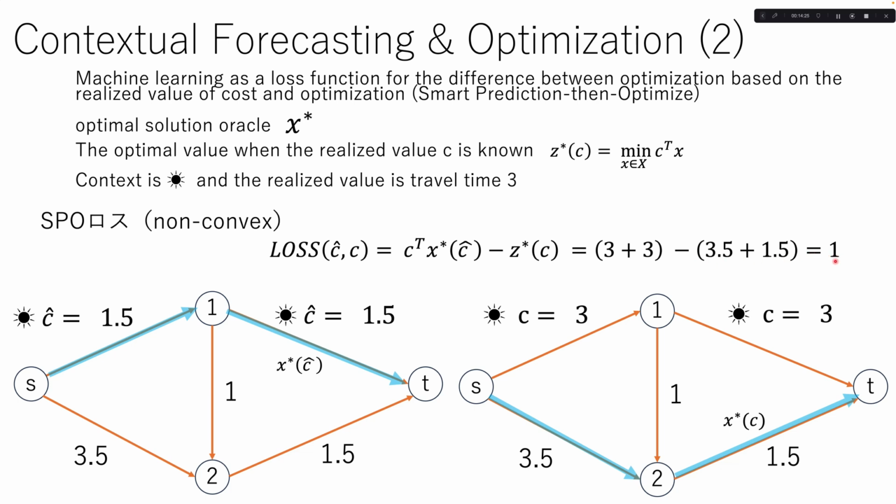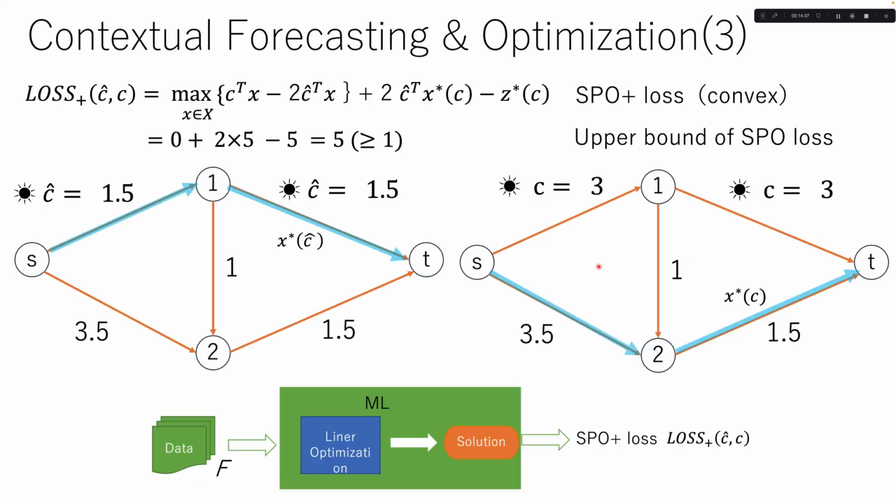By training the model to minimize this loss, we can achieve better predictions that result in better optimization decisions, rather than just minimizing prediction error. However, this loss function is non-convex, making it difficult to train. To address this, a method using SPO plus loss, which is an upper bound of the SPO loss and a convex function, has been proposed.